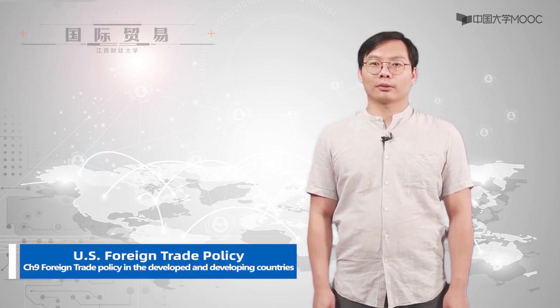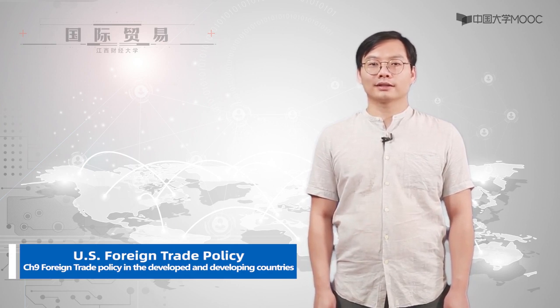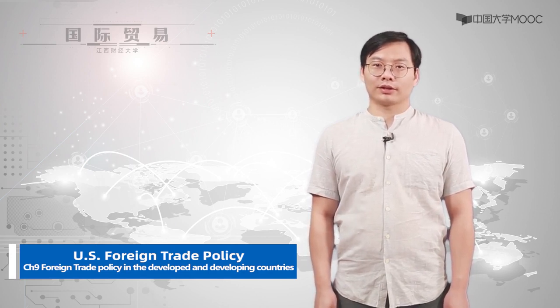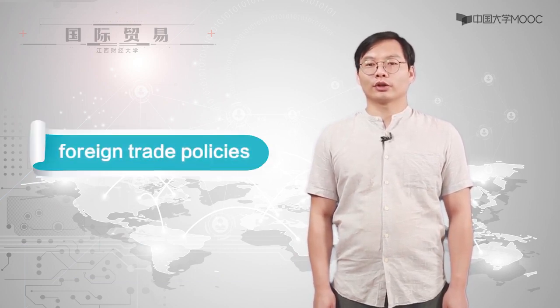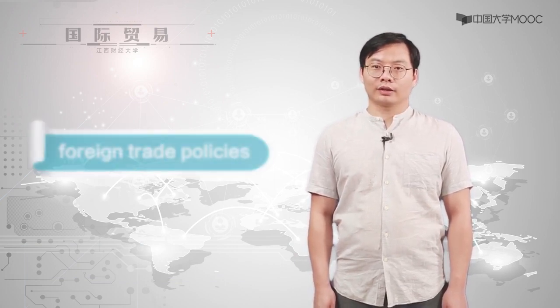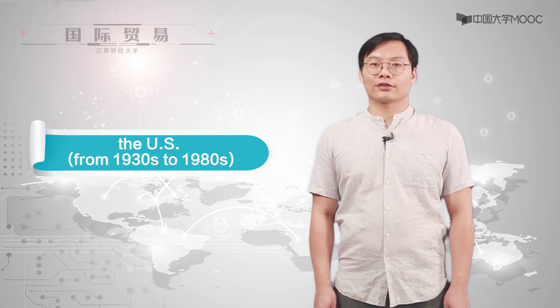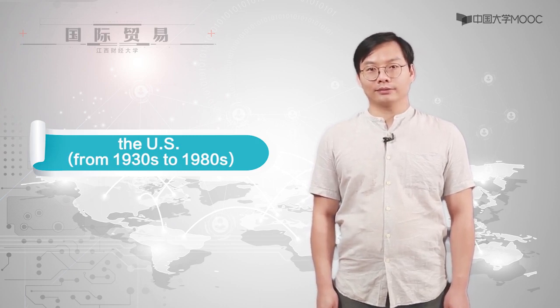Today, I'm going to talk about Chapter 9, Trade Policies in the Developing and Developed Nations. After learning this chapter, you are expected to learn the important foreign trade policies that have been implemented in history. In this video, we will talk about the foreign trade policy of the United States from the 1930s to the 1980s.